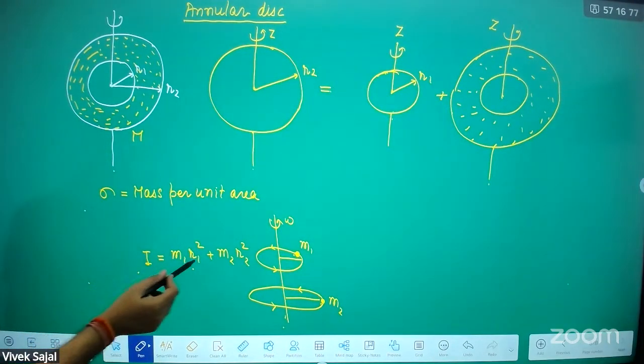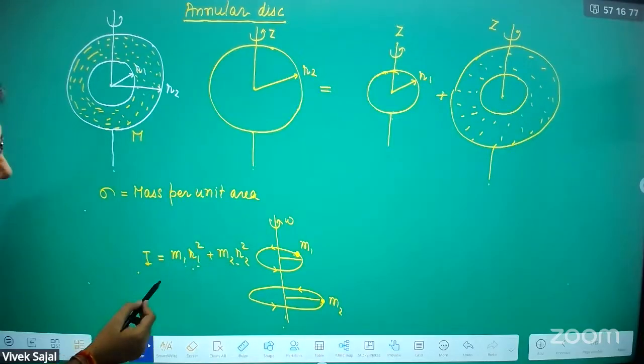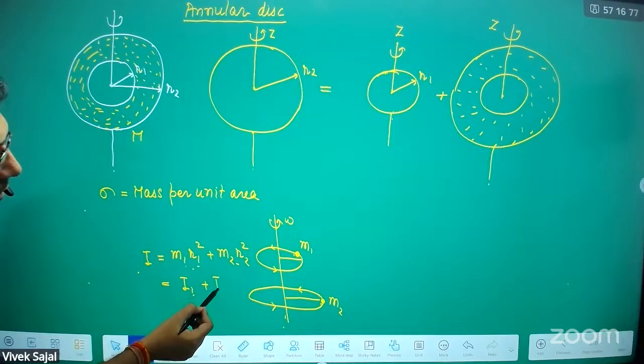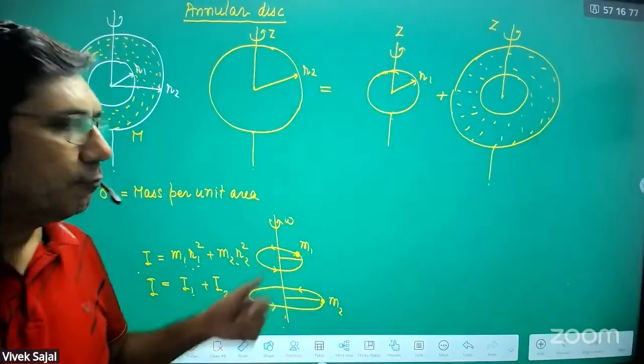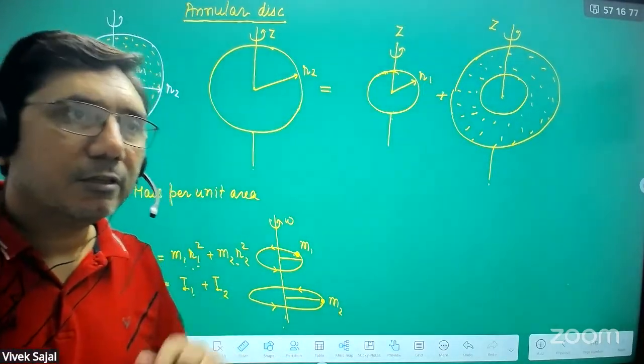Sum of these two moments of inertia, I1 and I2. This is I1, this is I2. These are the moments of inertia about the z-axis for particles M1 and M2. The sum of these will be equal to the moment of inertia of the complete system made up of two particles, taken about the same axis.